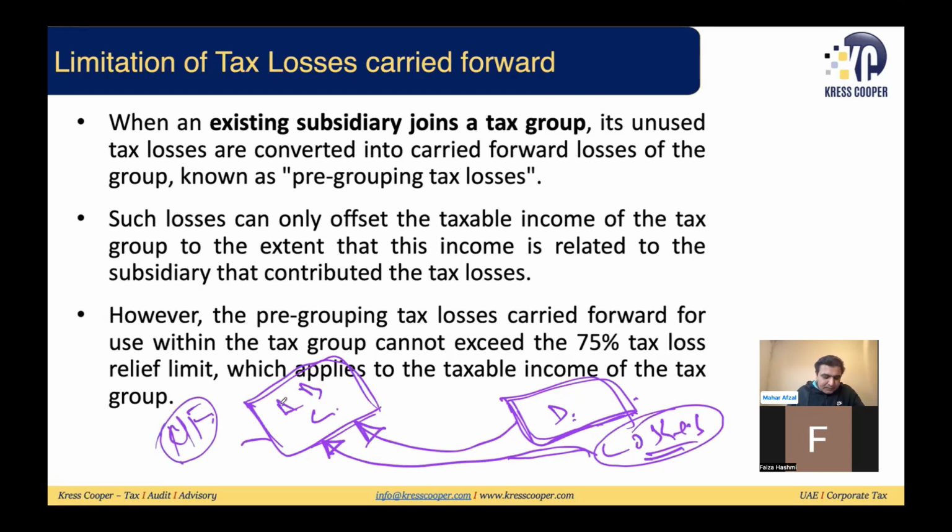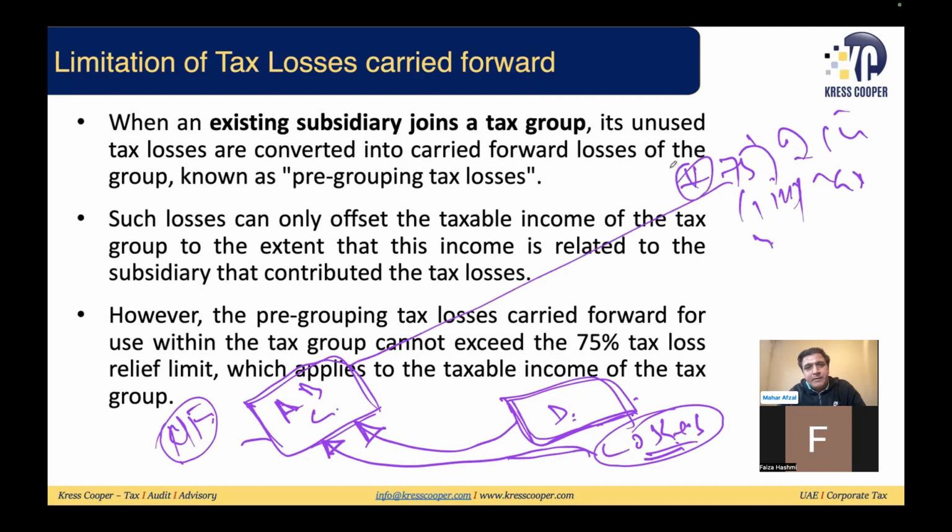Now, these losses which have been added into the group losses can be adjusted. There are two conditions for this. First of all, it can be adjusted maximum 75% of the group taxable profit. This is a very generic condition, taxable income or taxable profit.